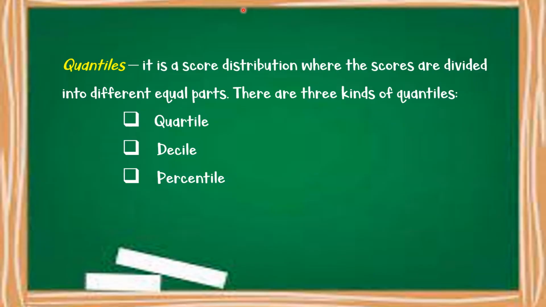For quantiles, what does it mean? It is a score distribution where the scores are divided into different equal parts. There are three kinds of quantiles: the quartile, the decile, and the percentile. Later on, you will see that these three kinds of quantiles have specific formulas for the grouped and ungrouped data.